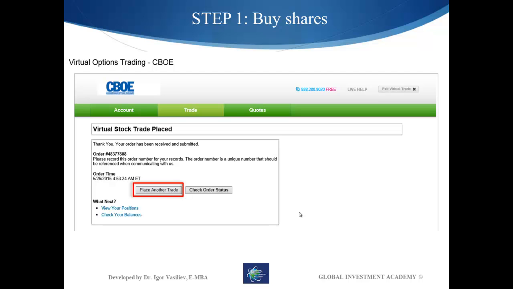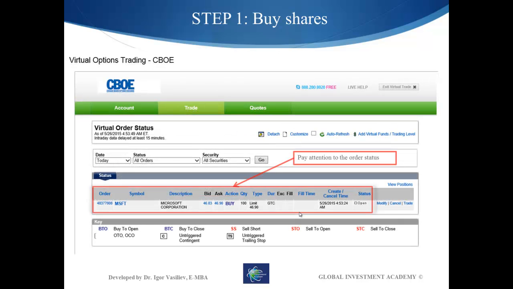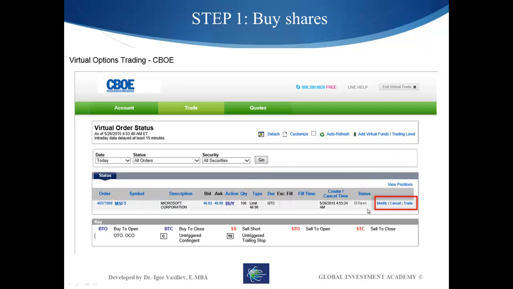After that, you can go straight away and place another trade, but I do recommend you always go and check the order status, because there may be very low volume, and even if you set the market price, the order might not be filled straight away. Okay, let's have a look at our order status. So what we can see is that the status is still open. And we can do modify, cancel, or trade here.